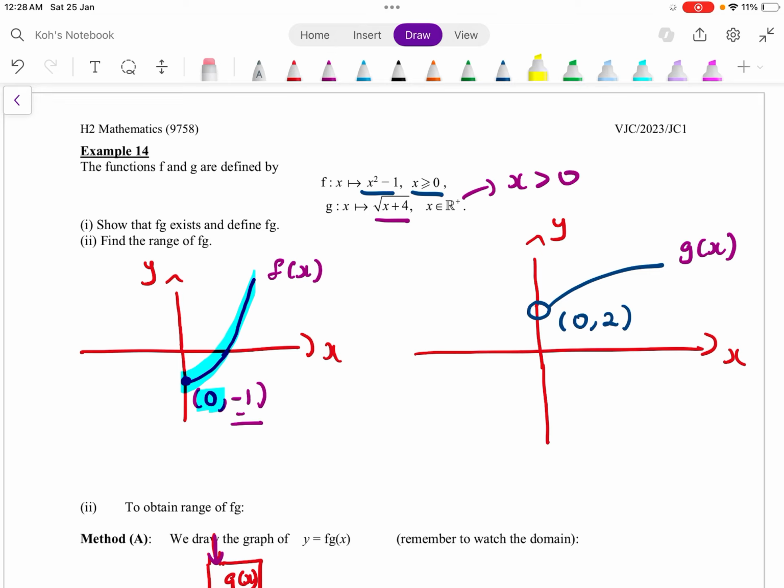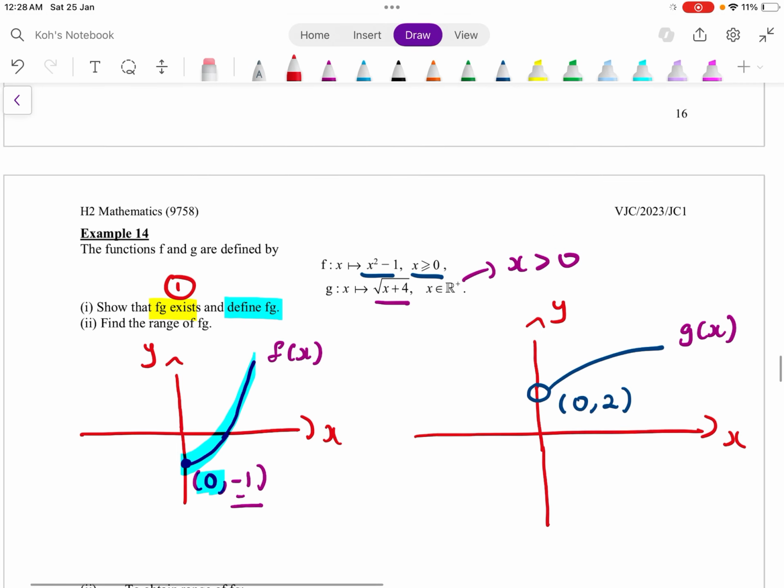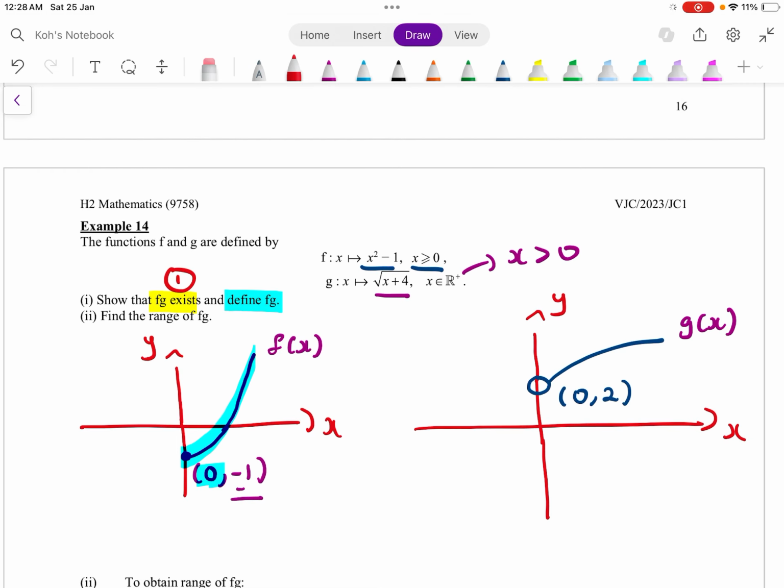Okay, the very first part, they say, show that the function fg exists. Second part, define your fg. So how do I actually show that the composite function fg exists? There's a rule that we must follow. First, you draw the three circles. g must come first because fg always goes from right to left. g comes first, then f.